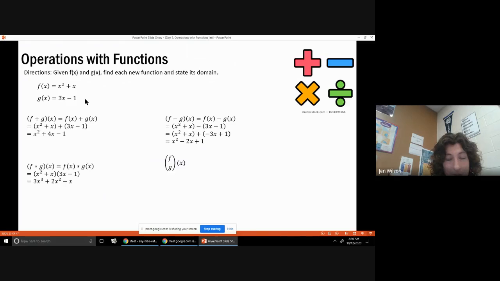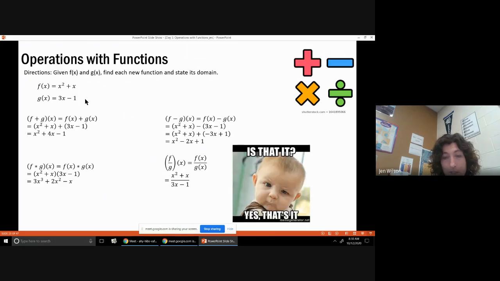The next one we're asked to do is dividing. And in this case, we can't simplify that. So we're just going to leave it just like it is. Those are the four basic operations.